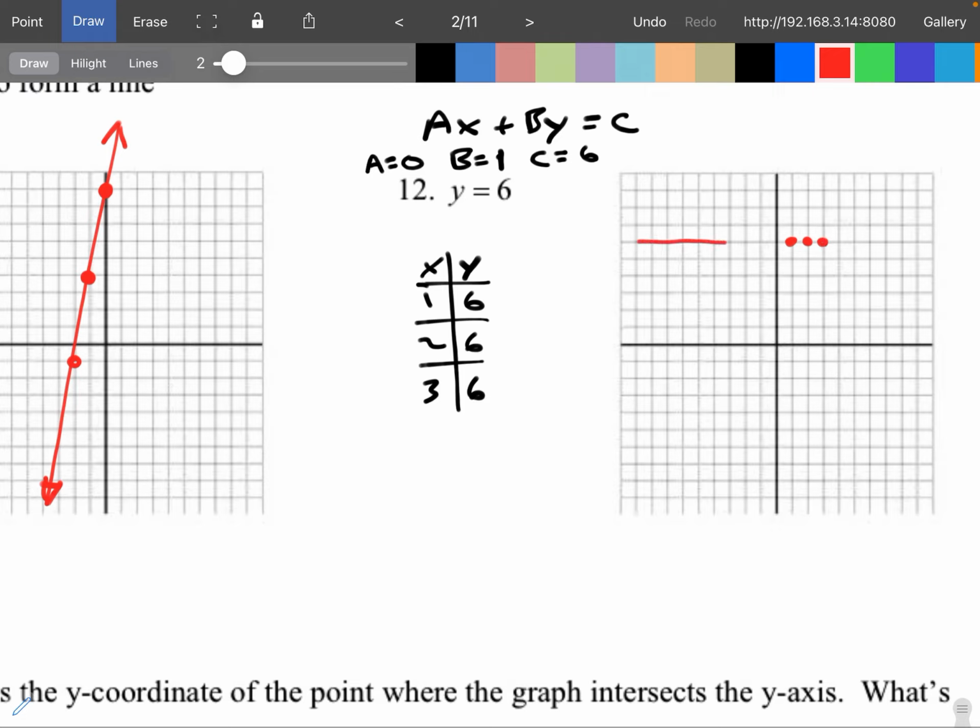Let's plot those points. So 1, 6. 1 to the right, 6 up. That's here. Actually, I'll do that in the other color. So we got 1, 6. And then we got 2, 6. And then we got 3, 6. Can you see that we got a horizontal line? Yes.